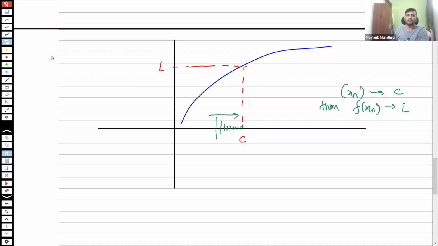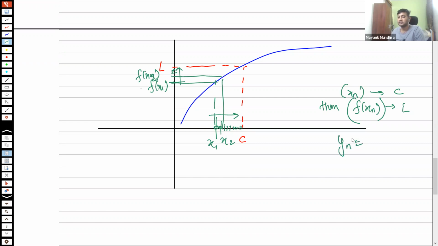Now, what is the sequence f of xn? So sequence f of xn is the sequence of images of this function. So let's say this point is x1, so this point becomes f of x1. If this point is x2, so the image of x2 becomes f of x2, and so on. So you will have a sequence which gets constructed on the y-axis, which is the image of this sequence on the x-axis. So this sequence, let me call this the sequence yn, which is basically the sequence f of xn.